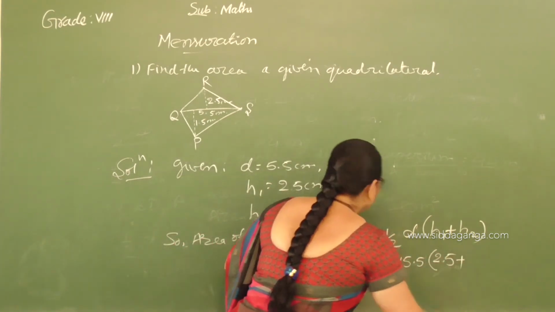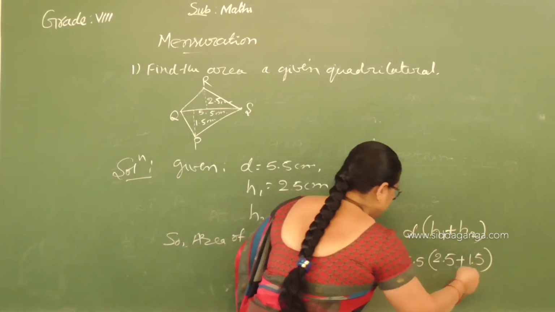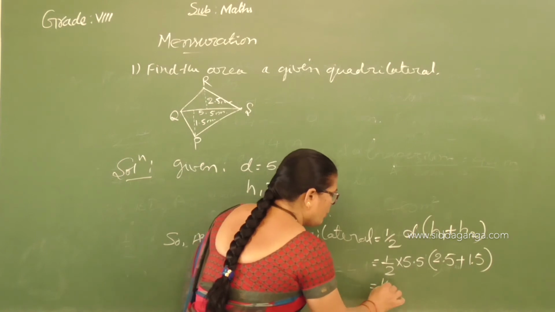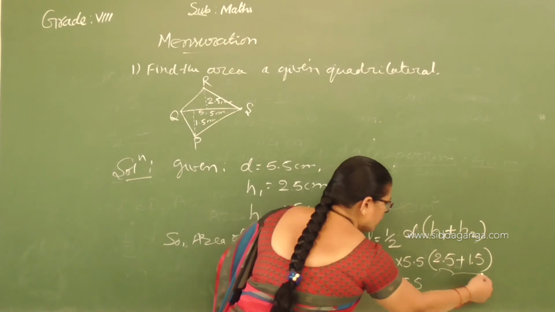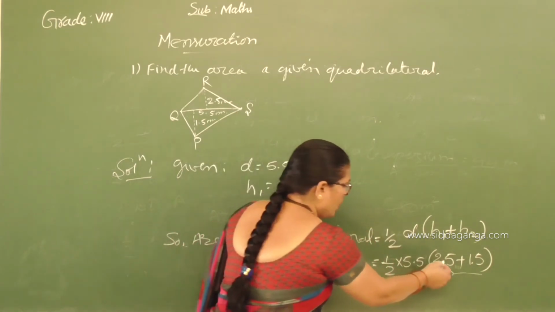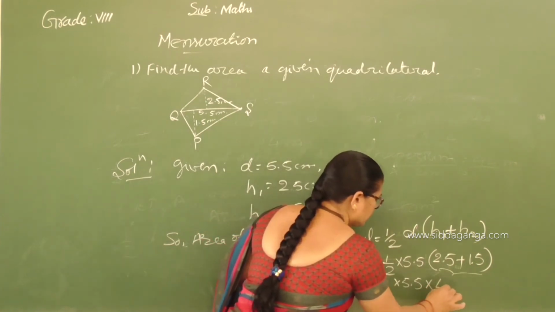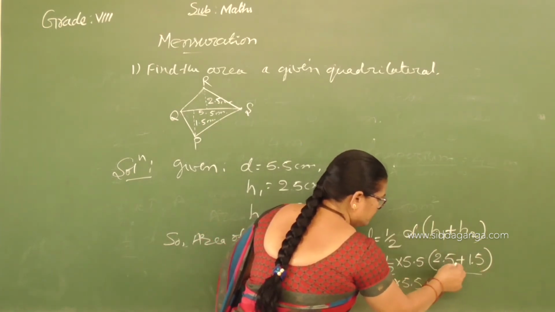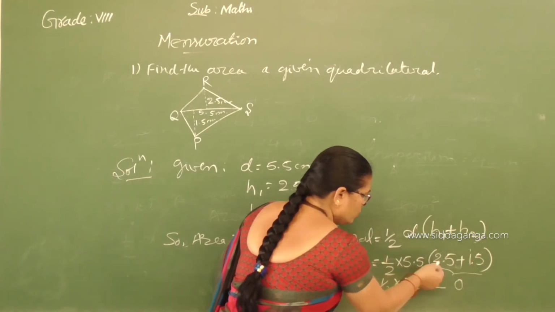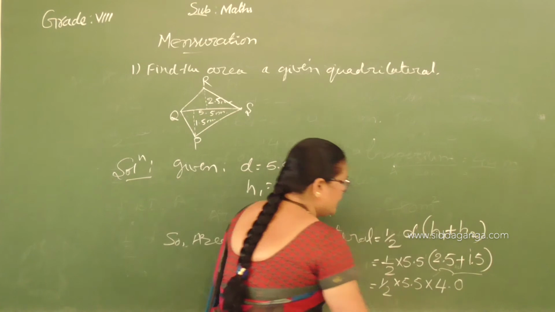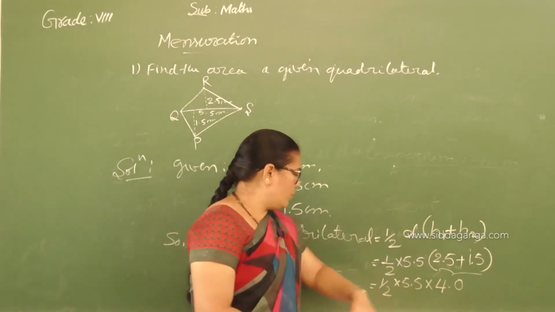H1 is equal to 2.5 centimeter, then H2 is equal to 1.5 centimeter. That will be equal to half into 5.5. First, let us simplify the bracket. 2.5 plus 1.5 is equal to 4.0. Here, half into 5.5 into 4.